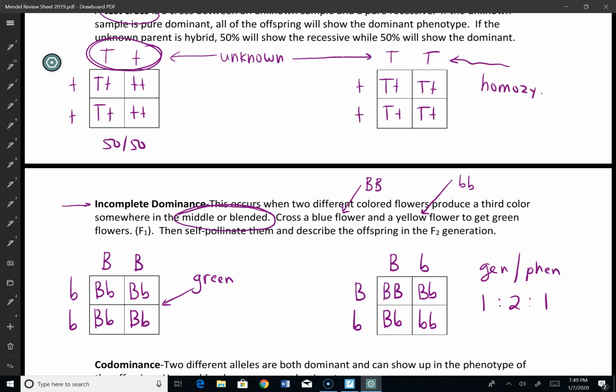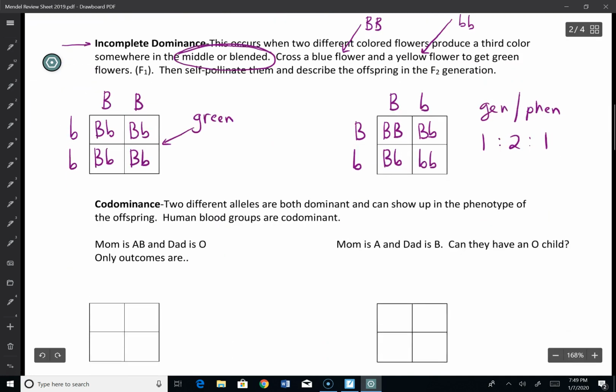Well, and we have codominance. Codominance is where everybody wants to win. So in roan cows, which we talked about, you take a red cow, you take a white cow, and the babies are red and white. So they're not pink, they're red and white, where they both win. Human blood, multiple alleles, human blood, is also codominant.